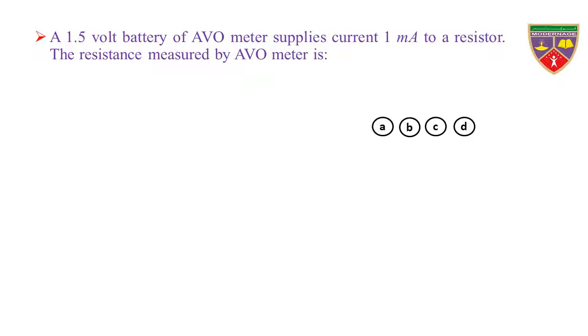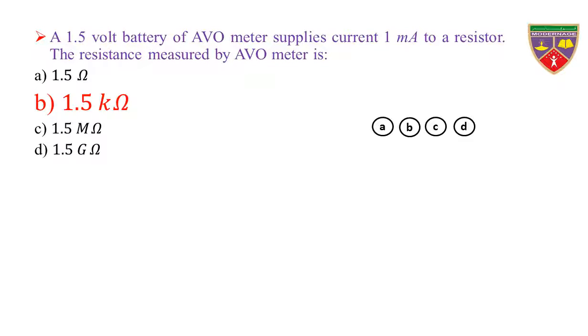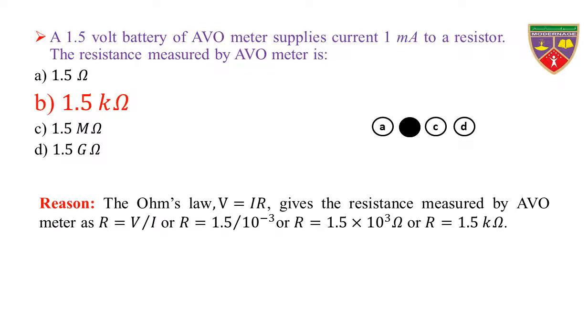A 1.5 volt battery of avometer supplies current 1 milliampere to a resistor. The resistance measured by avometer is option A 1.5 ohms, option B 1.5 kilo ohms, option C 1.5 mega ohms, option D 1.5 giga ohms. The key is 1.5 kilo ohms. The correct option is B.